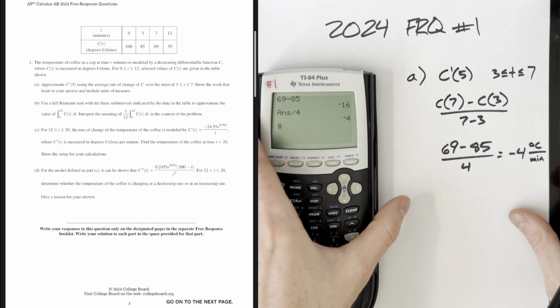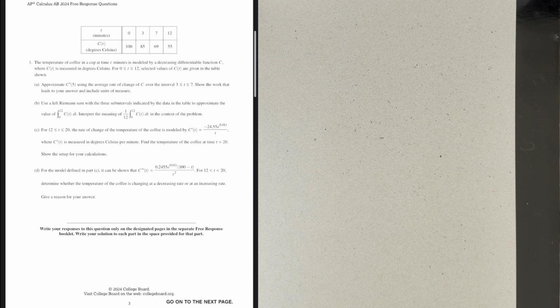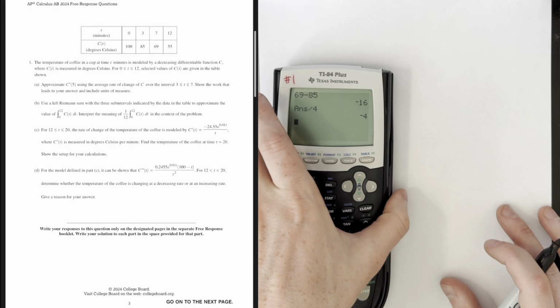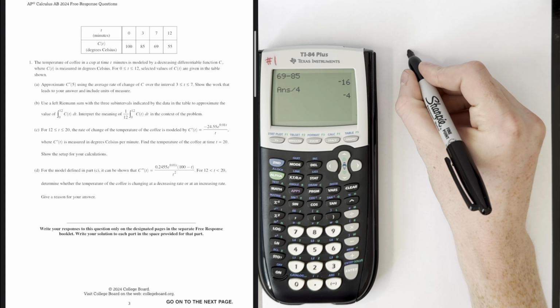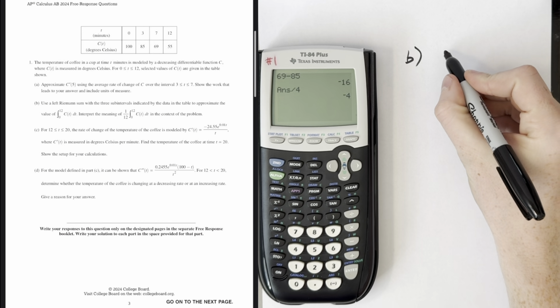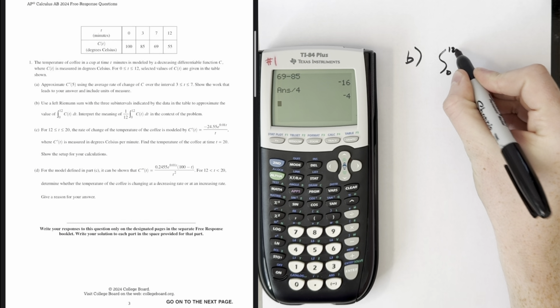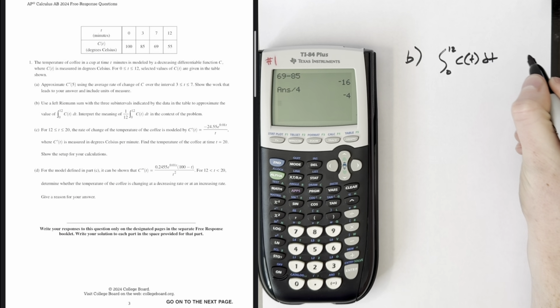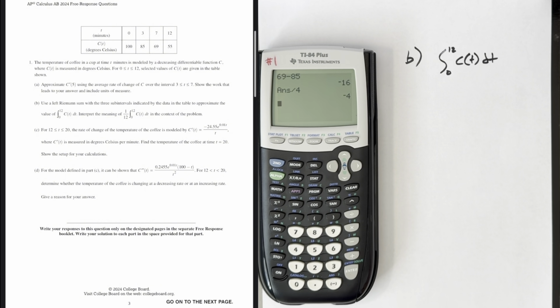But now we're going to move on to part B. So part B is talking about a Riemann sum. It asks us to use a left Riemann sum. So part B, it says use a left Riemann sum with the 3 subintervals indicated by the data in the table to approximate the value of the integral from 0 to 12 of C of t dt. Interpret the meaning of 1/12 of this value in the context of the problem.